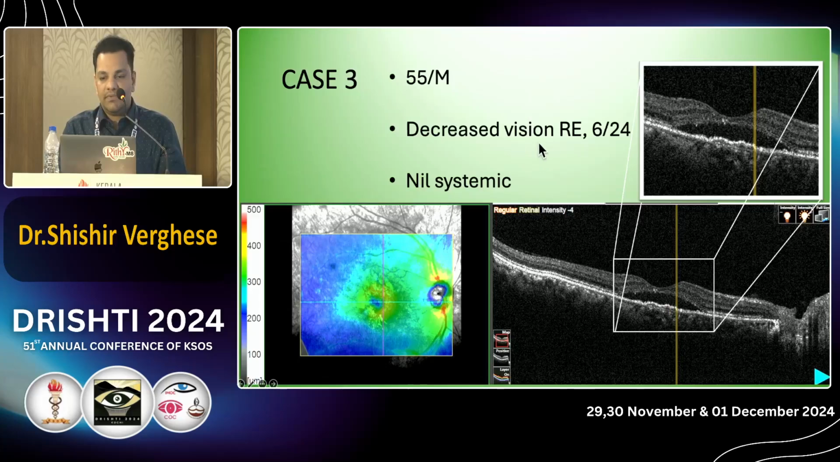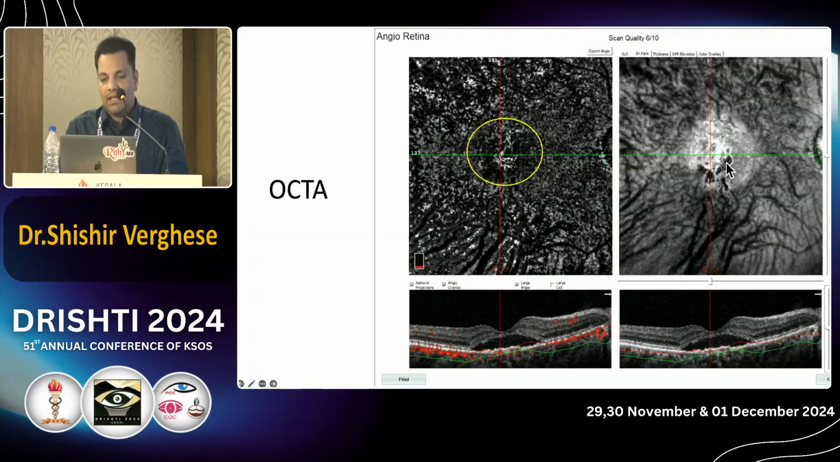55-year-old male, decreased vision right eye, 6/24, no systemic illnesses, and then this is the OCT. We don't know whether it's CSC or it's a CNV. That's what the OCT is showing, a small shallow RPE elevation. But when you do the OCTA, you get this nice small vascular network which you see there. And so we know that this is a CNV.